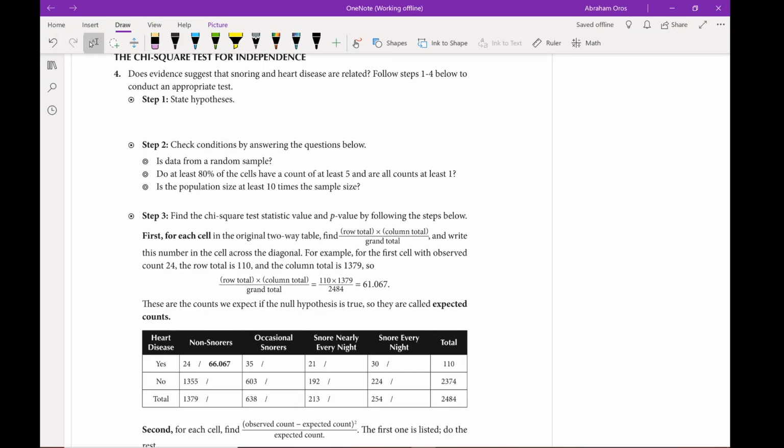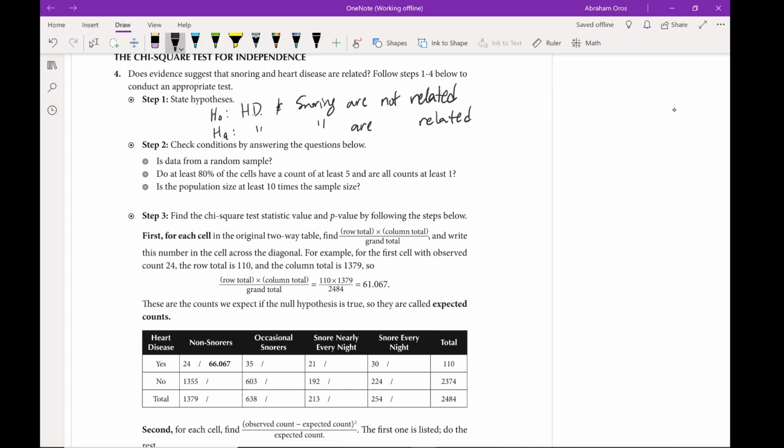So step 1, state the hypothesis. This is a pretty easy one to do because you don't have to come up with some formula. You can simply state it. So in other words, the null hypothesis is, in this case, that heart disease, I'm going to abbreviate this, and snoring are not related. That kind of follows what we've said in the past. There's no difference, or things are equal. In this case, it's that they're not related. All right, and the alternative hypothesis is that they are related.